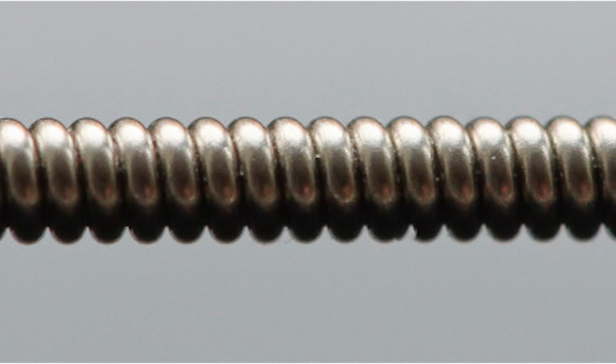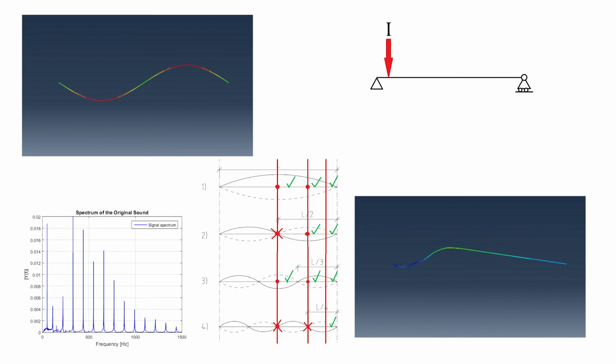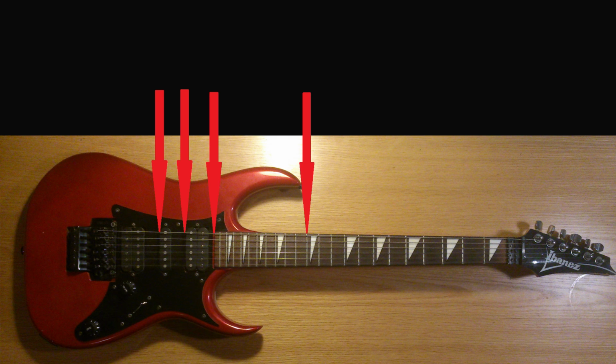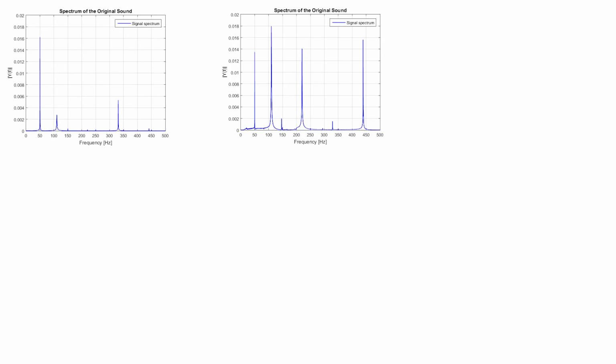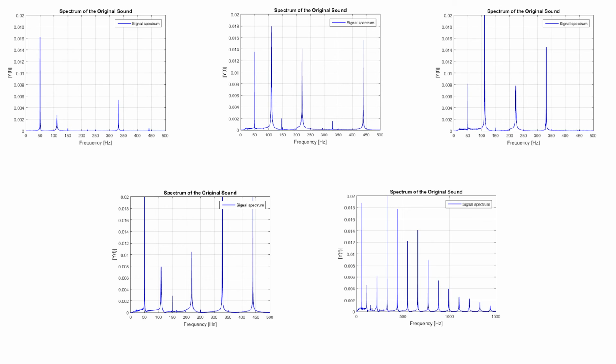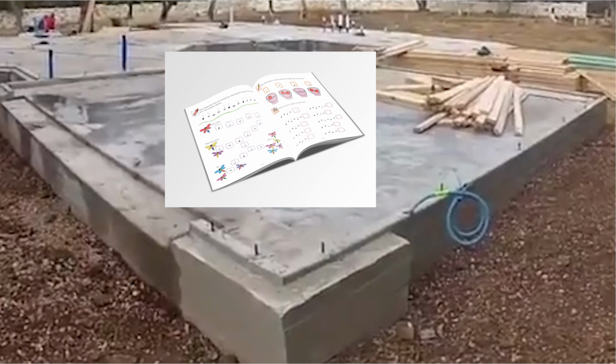In this short video, we've looked at the properties of a guitar string and its behavior when plucked at different locations along its length. Plucking at different locations excites different modes, resulting in a different frequency composition and a different sound. This is a well-known phenomenon and is the foundation of music theory.